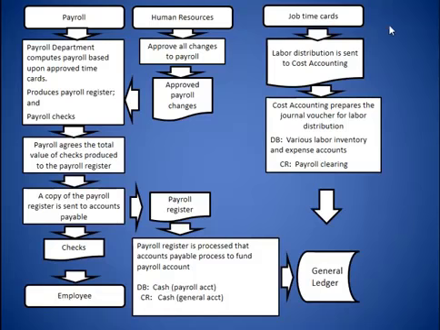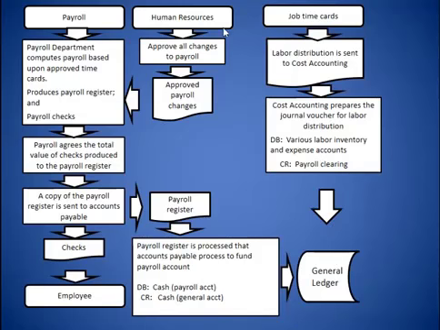Also, if we look over here on the right, job time cards then will be sent to cost accounting. As I say here, the labor distribution is sent to cost accounting, and cost accounting prepares the journal voucher for the labor distribution, and that will be debited to various labor inventory and expense accounts, and it will be credited to a payroll clearing account, which goes to the general ledger.